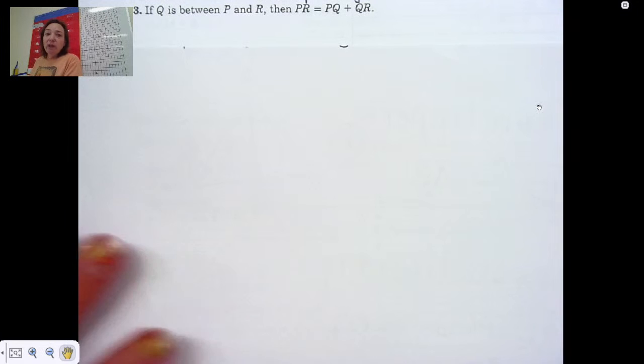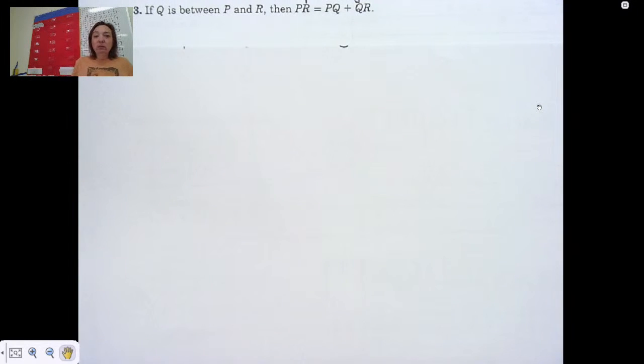If Q is between P and R, then PR equals PQ plus QR. Now, the very first thing you should notice is what symbol are we using? We're using an equal sign, right? That means what are we talking about? Shapes or numbers? We're talking about numbers. So this means the measurement of those, right?